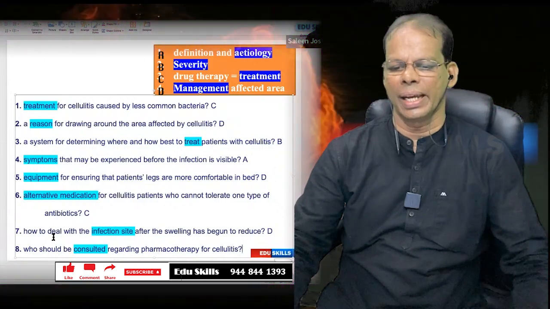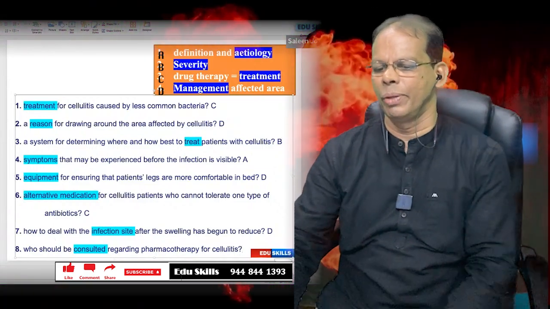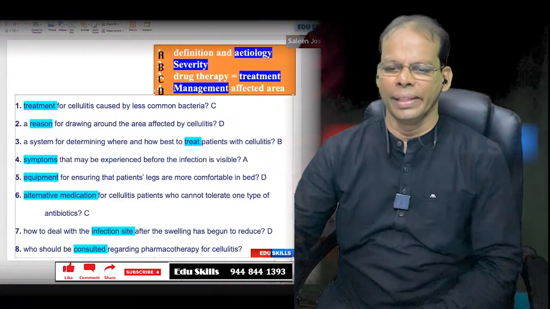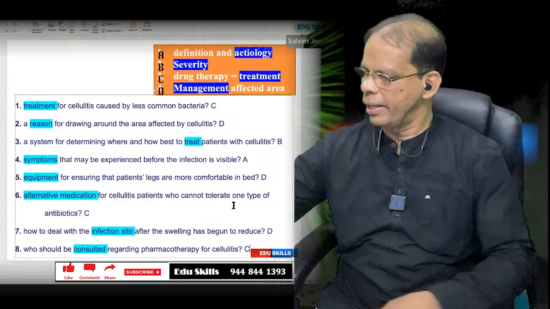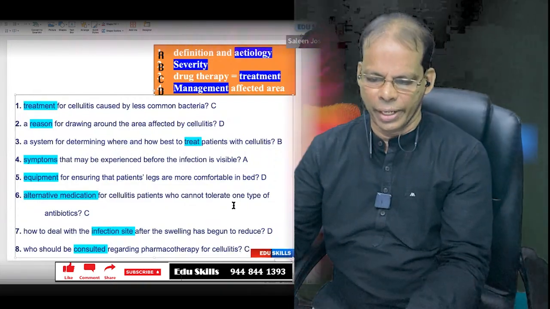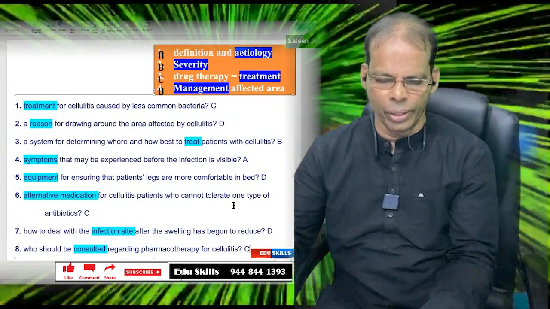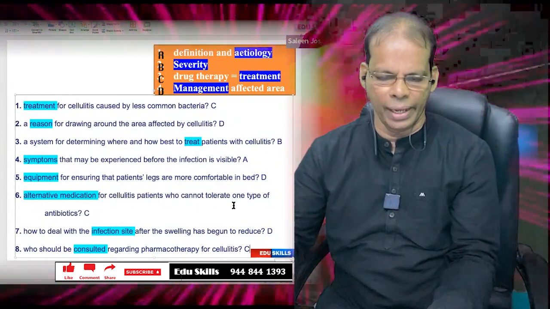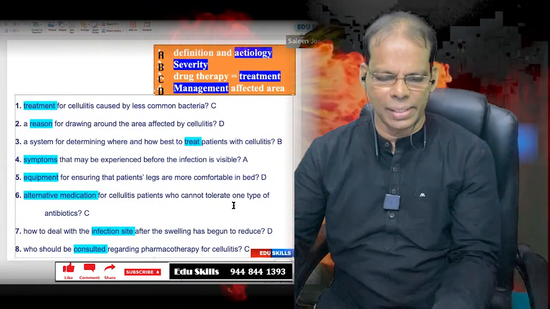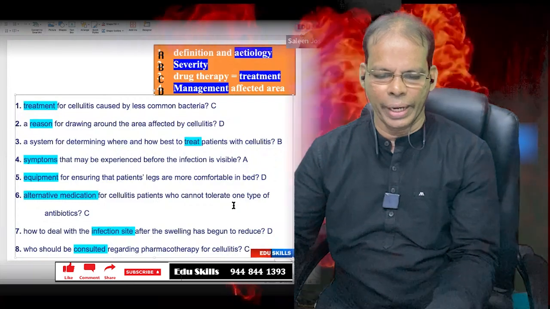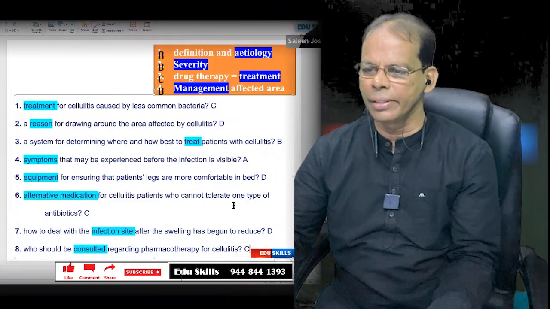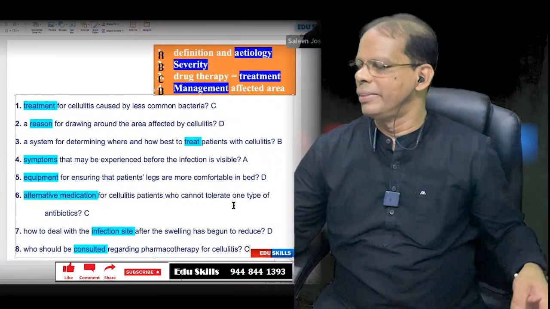Who should be consulted regarding pharmacotherapy for cellulitis? C. Yeah. Let's check. I have the key here. I'm reading from the key. Number 1 is C. Number 2 is D. Number 3 B. Number 4 A. Number 5 D. Number 6 C. Number 7 D. Number 8 C. Are they all right? Yes, Father. That's it.